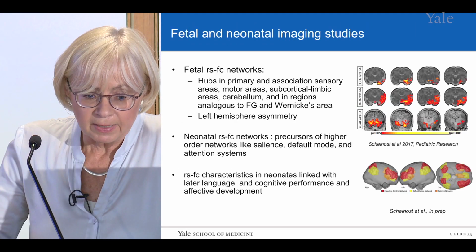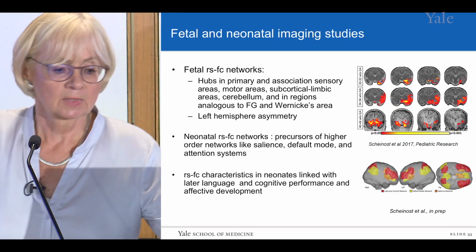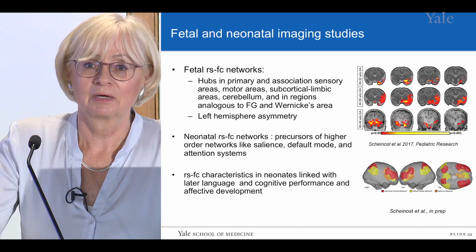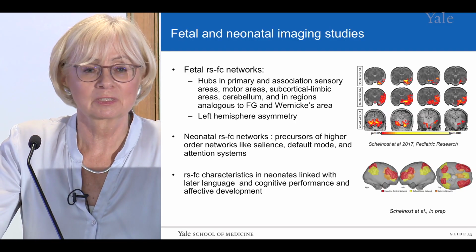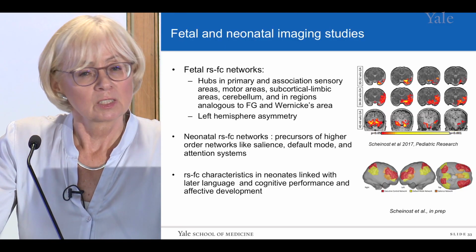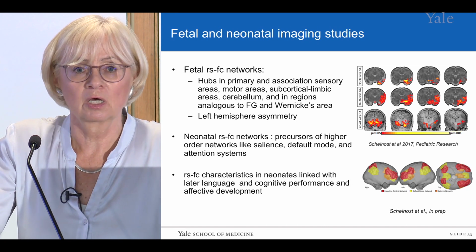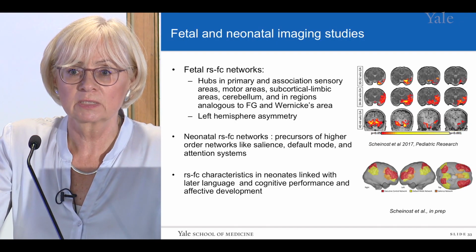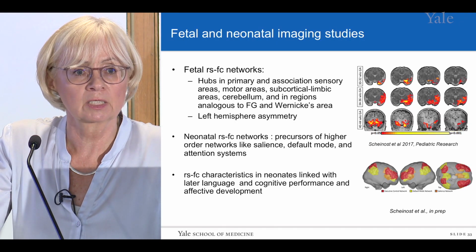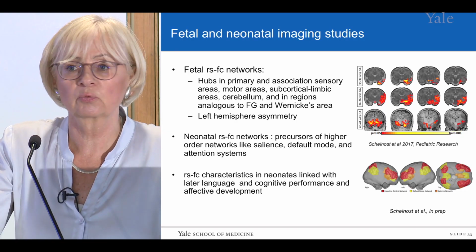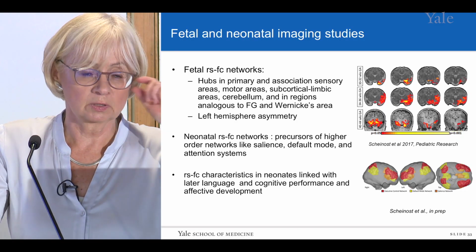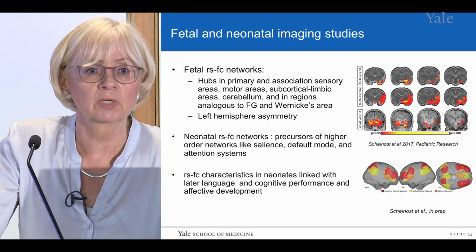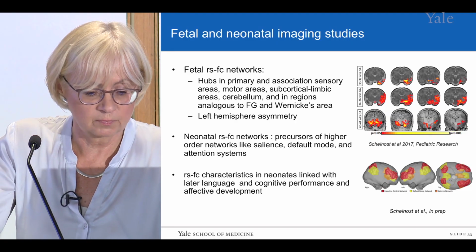So what do we know about the current state of network development during the last trimester of pregnancy? It used to be that researchers thought that during the last 3 months of pregnancy, what we can see emerging in the developing brain are largely sensory networks. These are networks that are involved in processing visual stimuli, auditory stimuli, or, for instance, motor function.